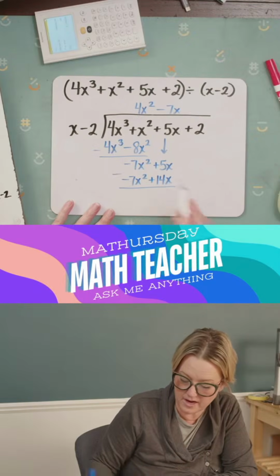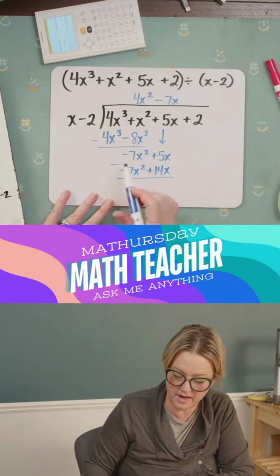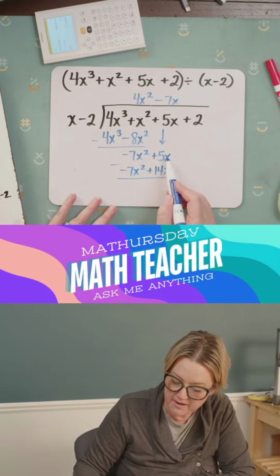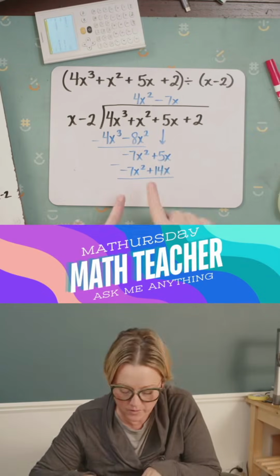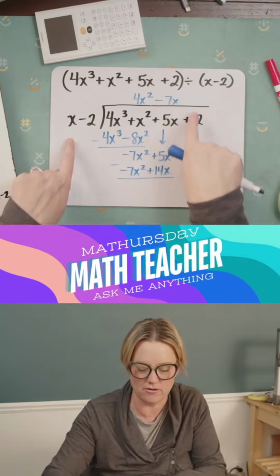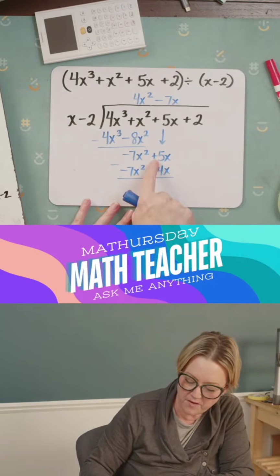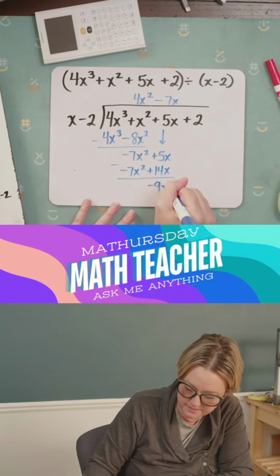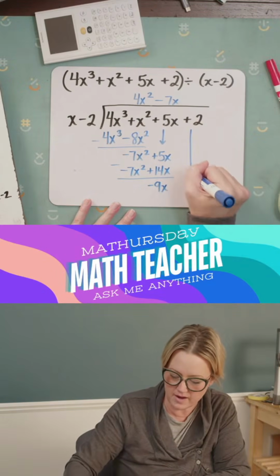And now I subtract. Negative 7x squared plus 7x squared cancels out. Great. 5x. If you ever get to the point where you go, oh, those didn't cancel out, go back. You probably made a little error up here, okay? So 5x minus 14x gives me negative 9x. And then I bring down the 2.